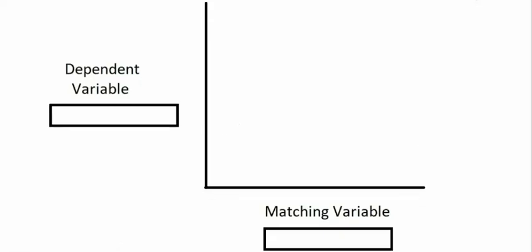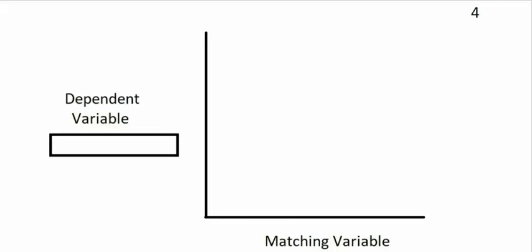Once you make the 10 dots, look to see if you have a strong correlation in the scatter plot. If you see a strong correlation and the dots hug the line pretty closely overall, then that means that you picked a good matching variable. If it's a weak correlation and the dots are all over the place, then you didn't pick a good matching variable.